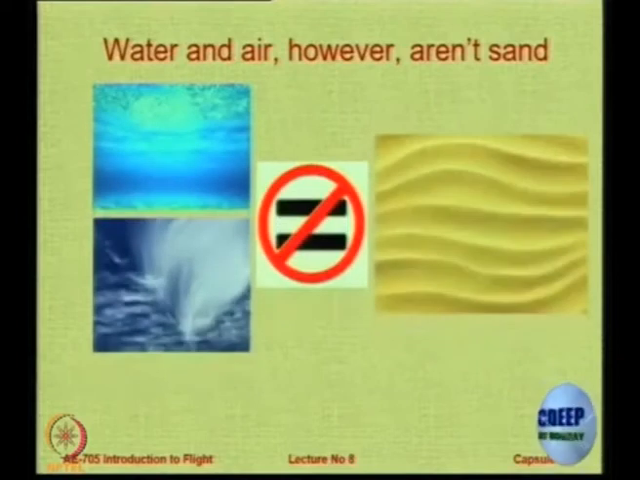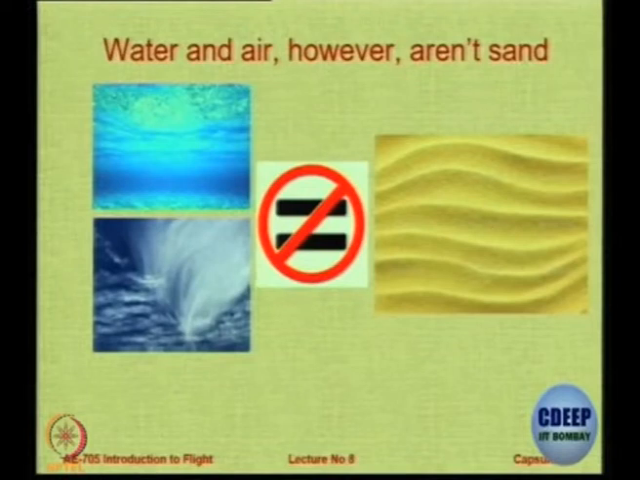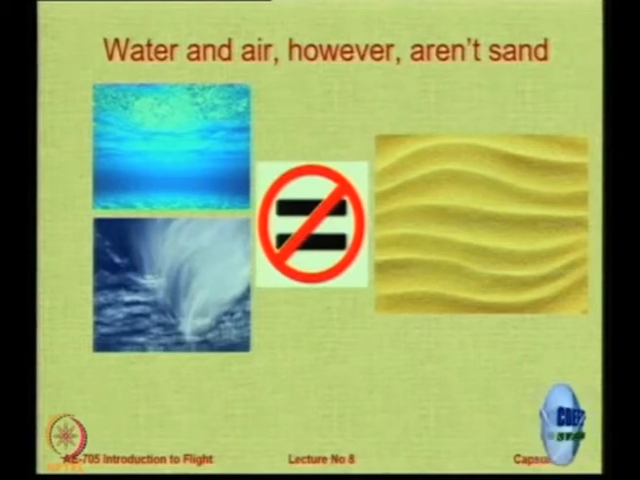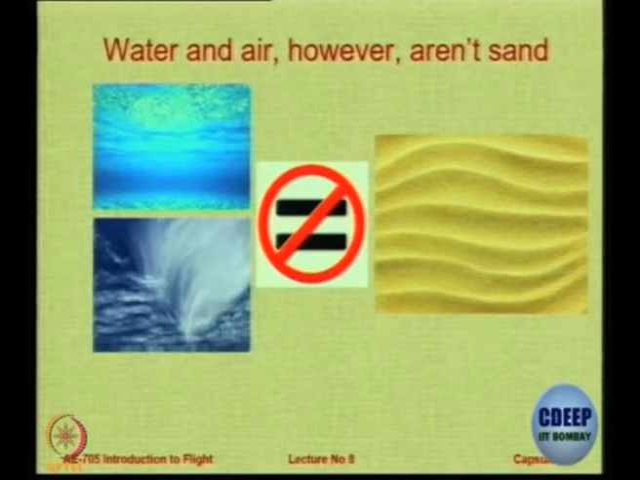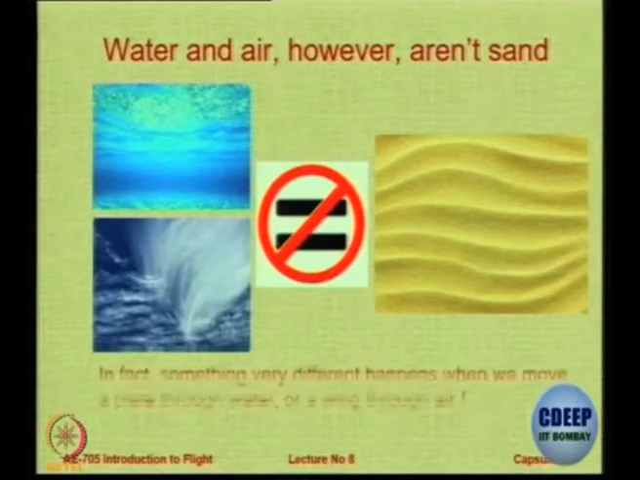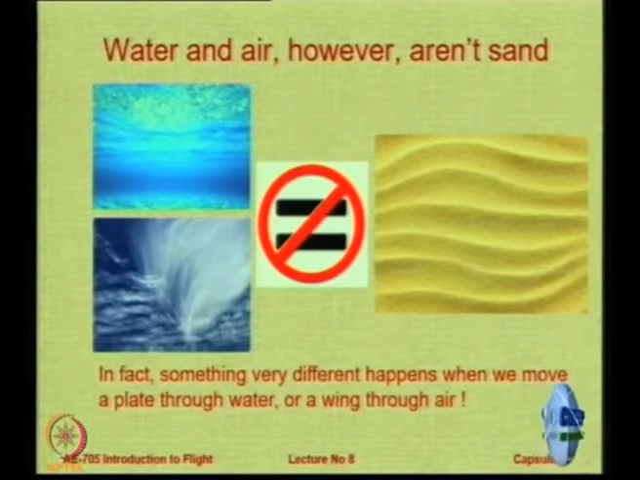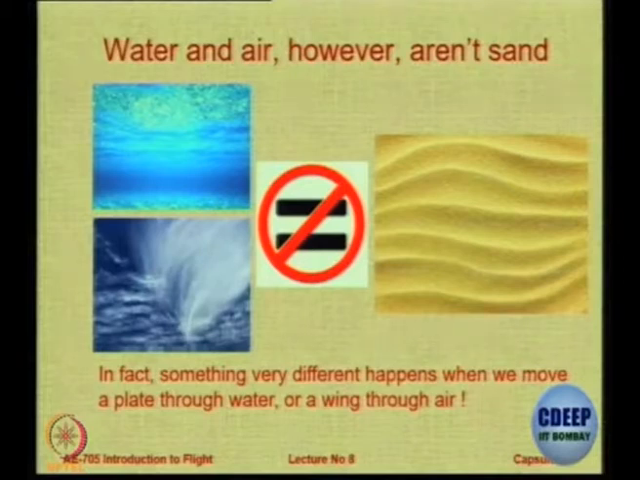they are not sand. Air and water are not sand, they are different. Sand is not fluid, sand consists of distinct particles. Fluid consists of much more than just sand. Now, in certain situations, flow of sand can also be similar to flow of a fluid. I am not denying that, but I am just saying that in general, you cannot equate water and air or fluids with sand. So in fact, when you move a plate through water or a wing through the air, what happens is not what we saw for the motion of the sand and the plank.